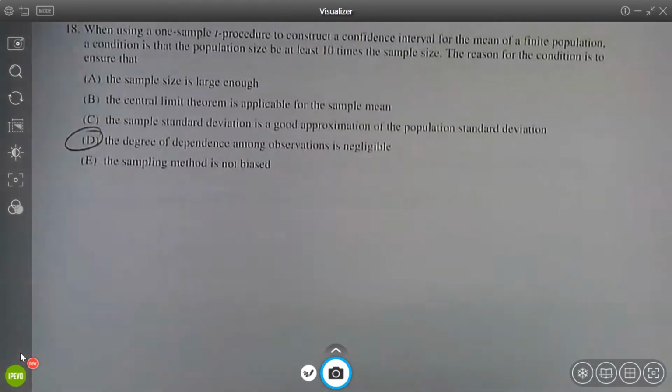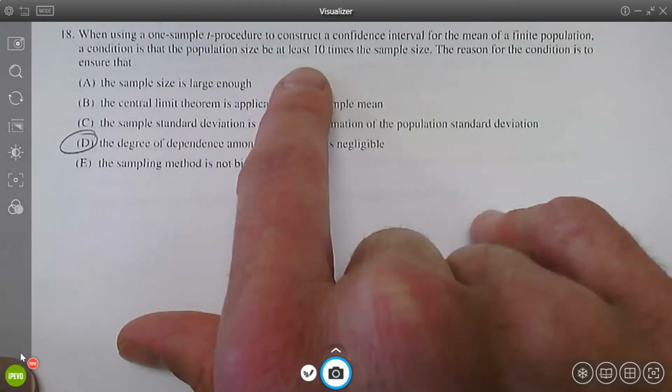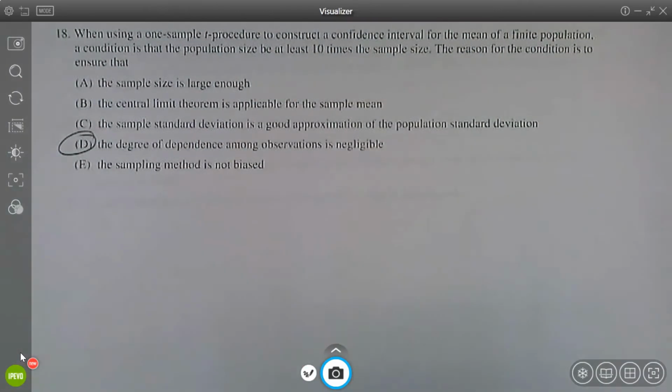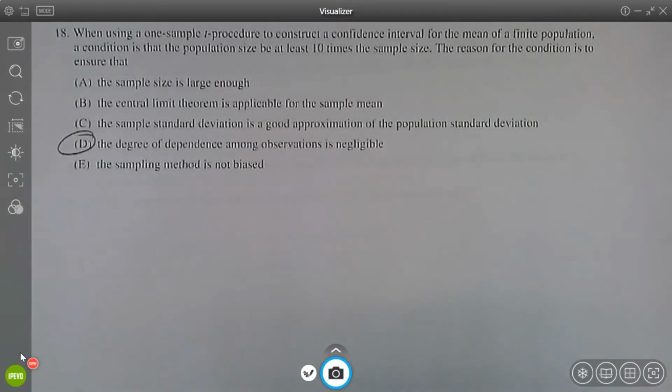For 18, they're talking about the 10% condition. Why do we need to check it? Because when we're sampling without replacement, the events are not independent. So by checking the 10% condition, we're saying that they're so close to independent, it doesn't matter.